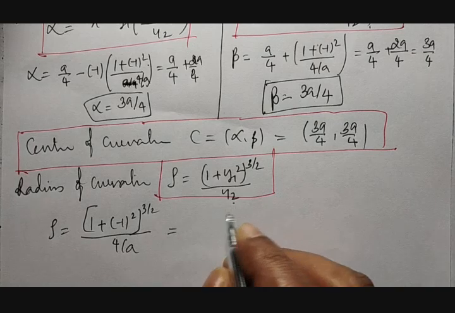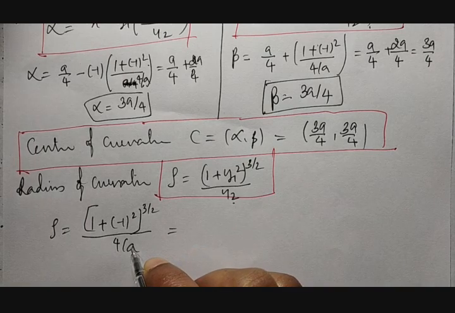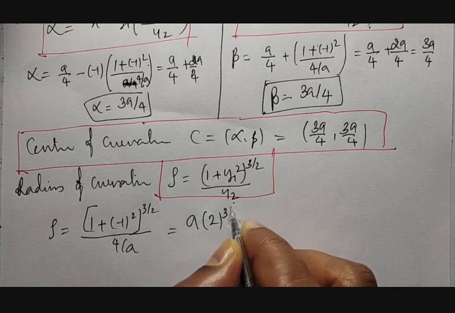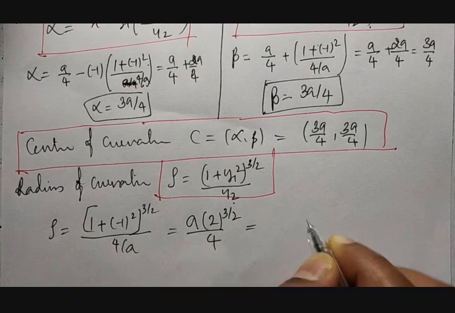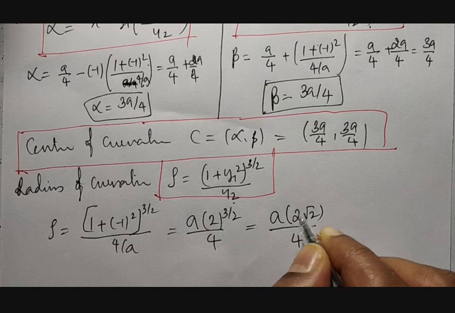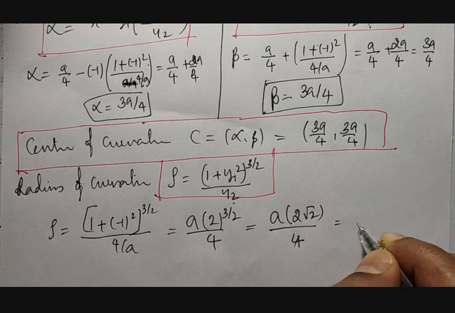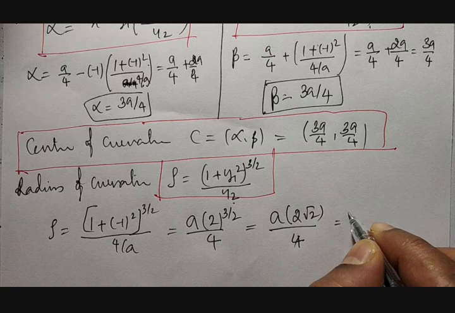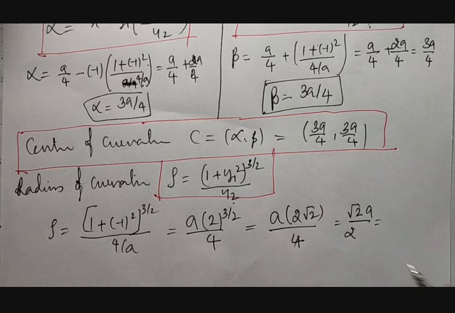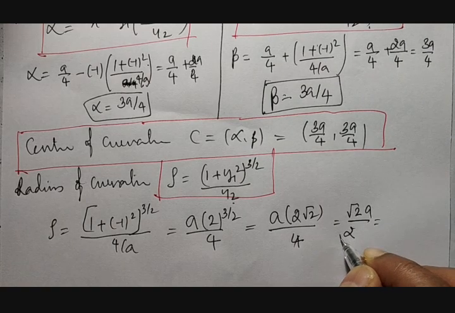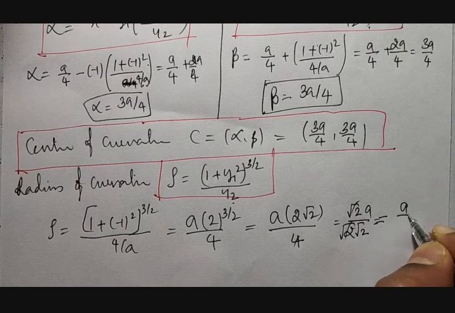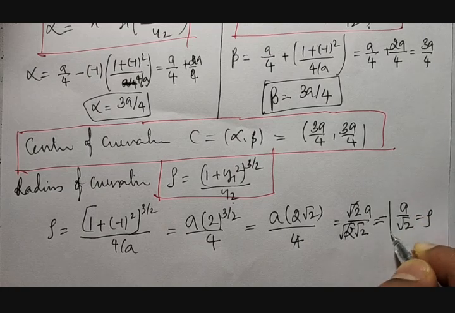Okay. So this is nothing but a goes to the numerator, then this becomes 2 raised to 3 by 2 divided by 4. That is nothing but 2 root 2 divided by 4. Therefore, it becomes root 2 a by 2. This can be written as root 2 into root 2, and one root 2 gets cancelled. Therefore, that is equal to a divided by root 2. This is the value of rho.